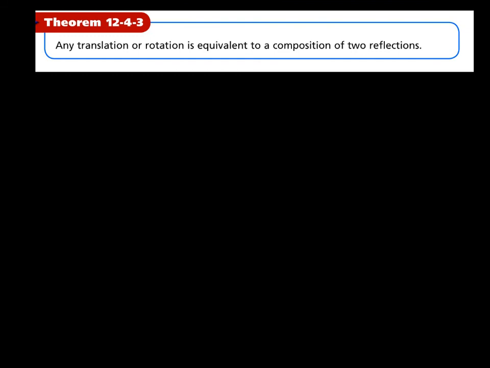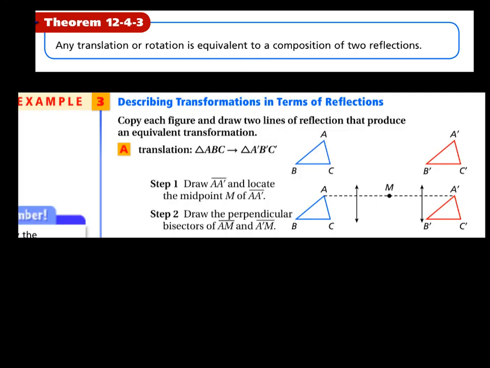Our next theorem, 12.4.3: any translation or rotation is equivalent to a composition of two reflections. So let's look at this example that's on page 850. It says, copy each figure and draw two lines of reflection that produce equivalent transformations. So if we just look at these first two shapes, triangle ABC gives us the image triangle A prime, B prime, C prime.